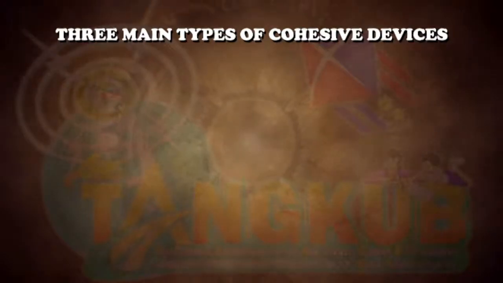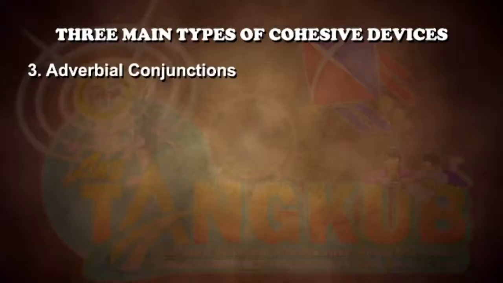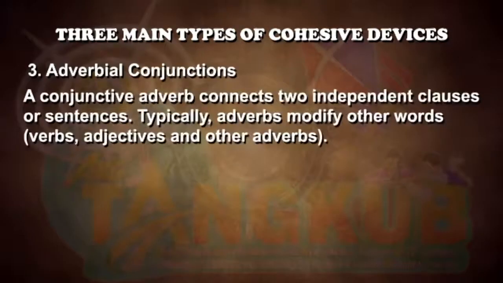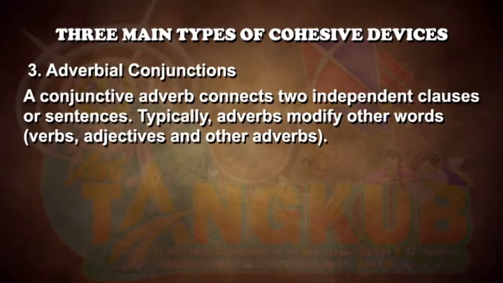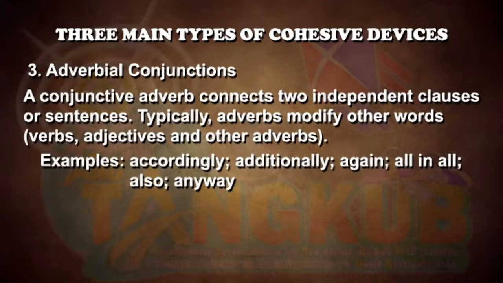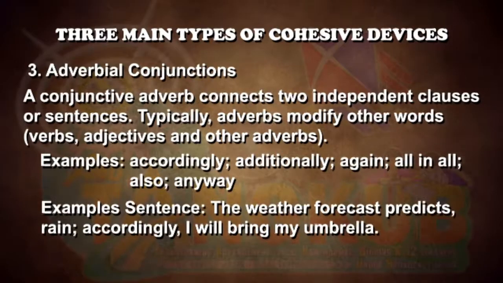The third type of cohesive devices are adverbial conjunctions. A conjunctive adverb connects 2 independent clauses or sentences. Typically, adverbs modify other words: verbs, adjectives, and other adverbs. Examples: accordingly, additionally, again, all in all, also, and anyway. Example sentence: The weather forecast predicts rain. Accordingly, I will bring my umbrella.